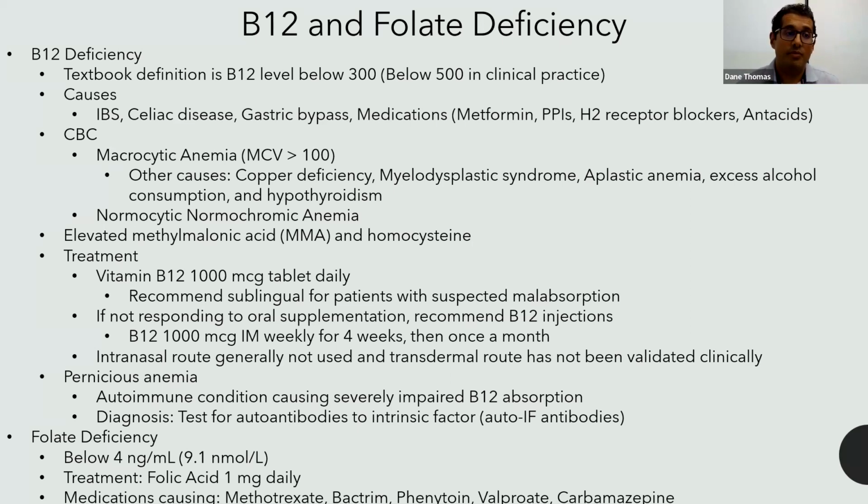Pernicious anemia is rare but can cause B12 deficiency, and it's an autoimmune condition that's diagnosed by testing for autoantibodies to intrinsic factor. Folate deficiency is defined as a folic acid or folate level below 4 nanograms per milliliter, and treatment is supplementation with oral folic acid 1 milligram daily. Common medications that can cause folate deficiency include methotrexate, Bactrim, phenytoin, valproate, and carbamazepine.